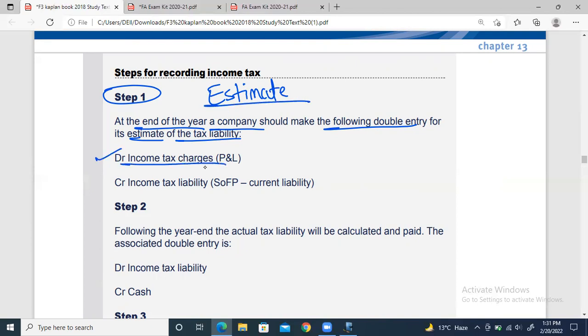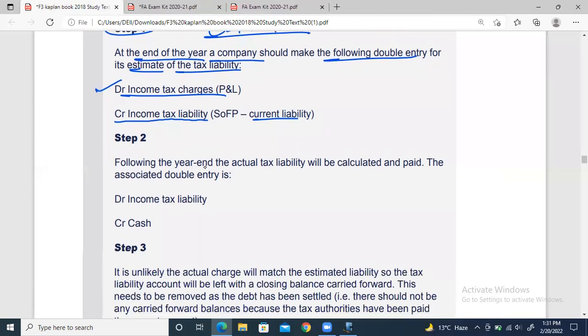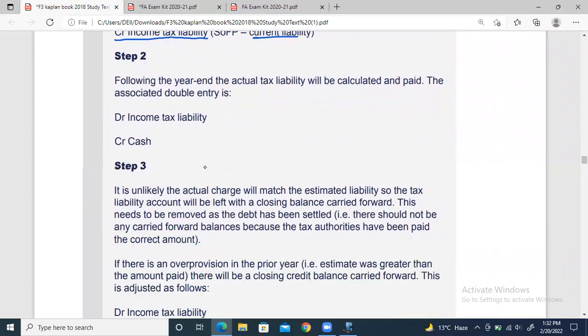Debit, we do income tax charges, which goes into the P&L. So this is the expense. And at the same time, as I told you just 2 minutes ago, we are recording expense and liabilities at the same time, right? So credit, we do income tax liability, which obviously goes into current liability, because it's within the 12 months. Now, what is step number 2?